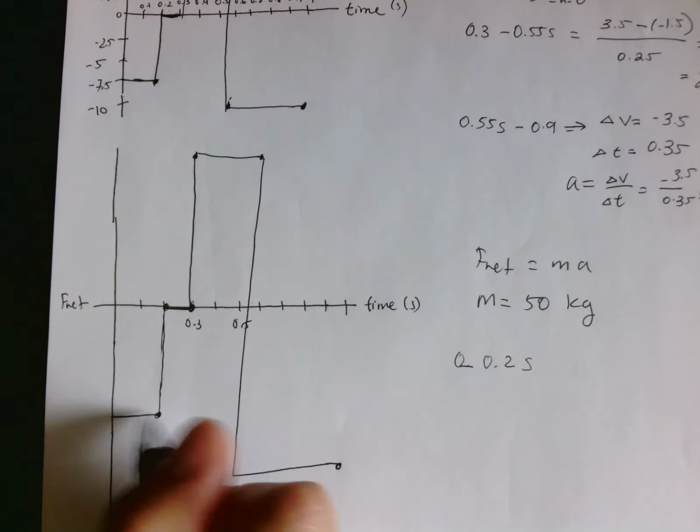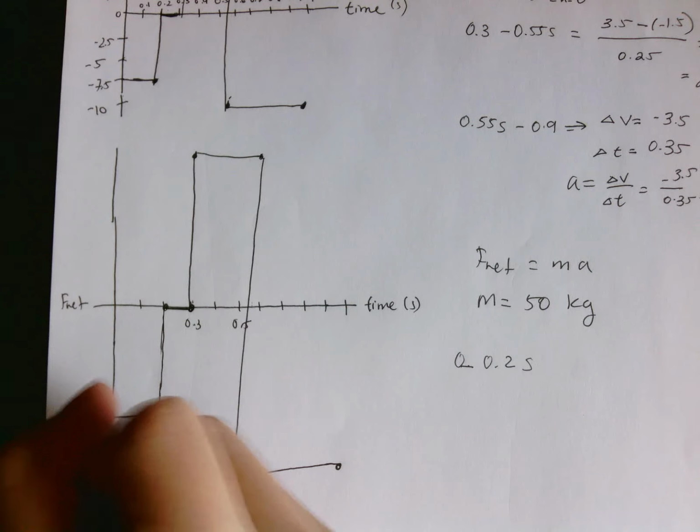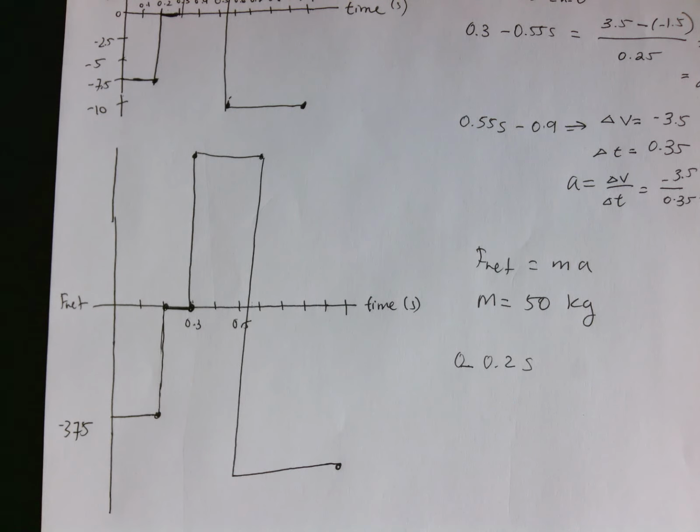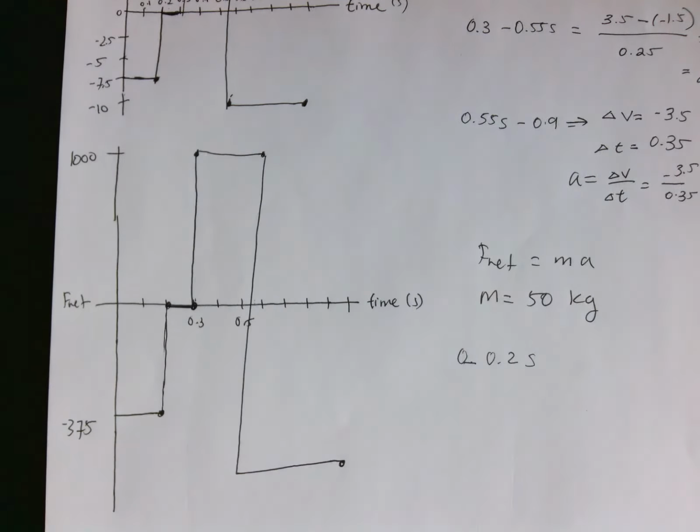So when acceleration was negative 7.5, we multiply 7.5 times 50, which is the mass, so that's negative 375 newtons there. And then at 0, it's going to be 0, and when it's at 20 meters per second squared, we multiply 20 times 50, which is 1,000, its max newtons. And then when it comes back down to negative 10 meters per second squared, that's going to be negative 500 newtons.